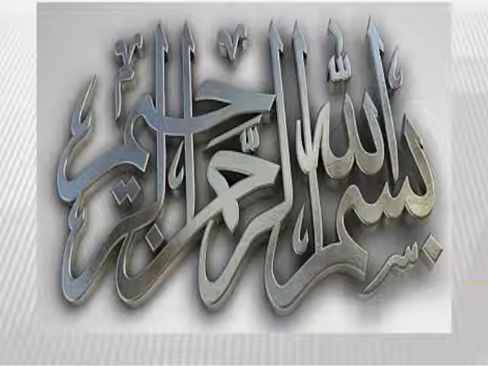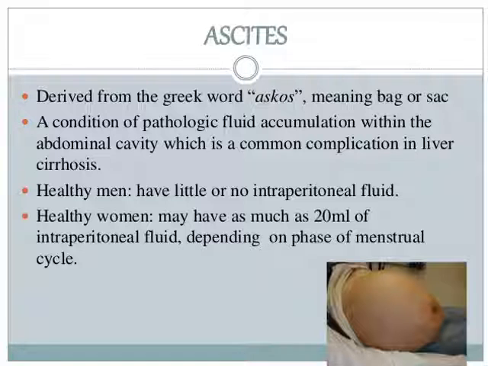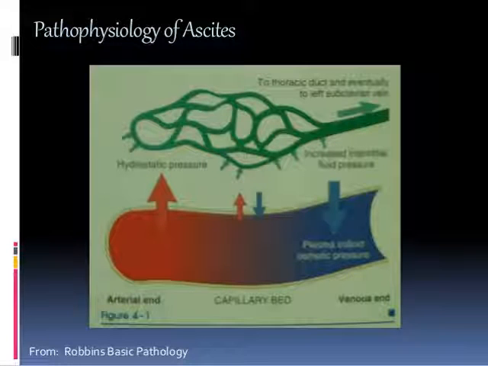Today we will review a very valuable lecture of practical significance, Ascites and Hepatorenal Syndrome. The meaning of ascites: it is a Greek word meaning bag or sac. It is a pathologic fluid accumulation within the abdominal cavity, which is a common complication of liver cirrhosis.